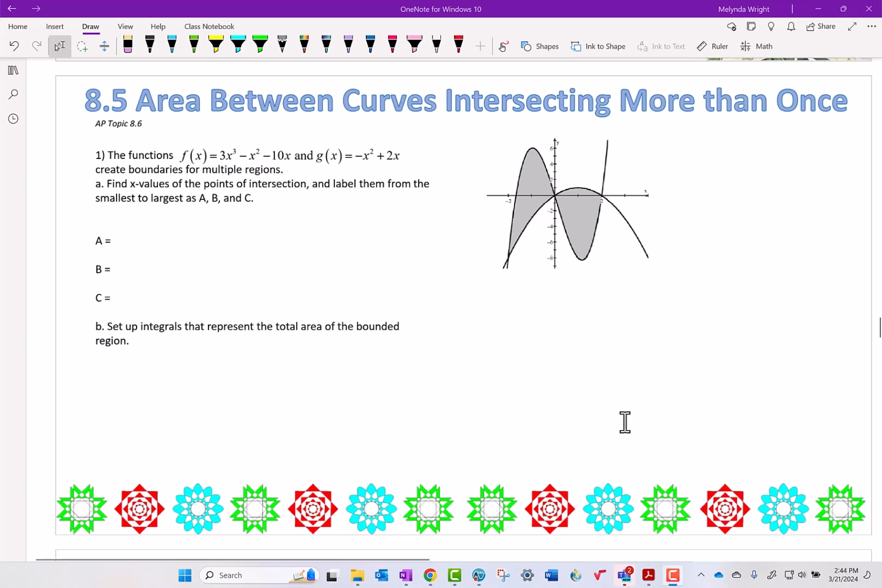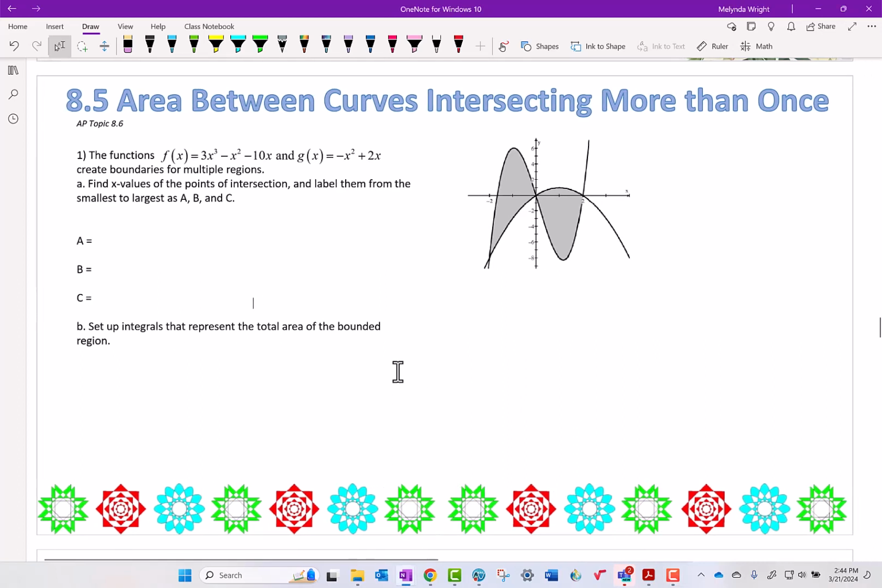All right, let's take a look at our lesson for today. So today we're going to expand our work with area between curves, and we're going to look at curves that intersect more than once. So that's our goal today, is to take this apart and figure out how to deal with these that intersect more than once.